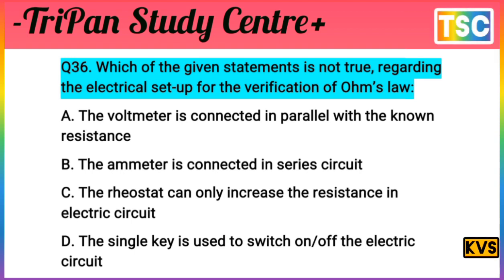Next question on your screen. Which of the given statements is not true regarding the electrical setup for the verification of Ohm's law? A, the voltmeter is connected in parallel with the known resistance. B, the ammeter is connected in series in the circuit. C, the setup can only increase the resistance in the electrical circuit. And D, a single key is used to switch the electrical circuit on and off. The question is direct and clear.